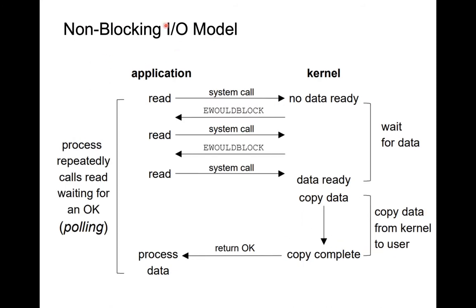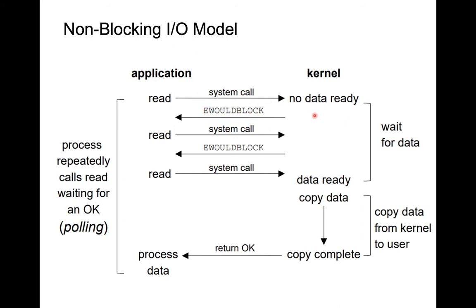The non-blocking IO model is a bit different. We have the application here and the kernel here. Each time the application makes a system call requesting data from the kernel, if the kernel has no data there, it will just send a kind of error, and that error is called would block.